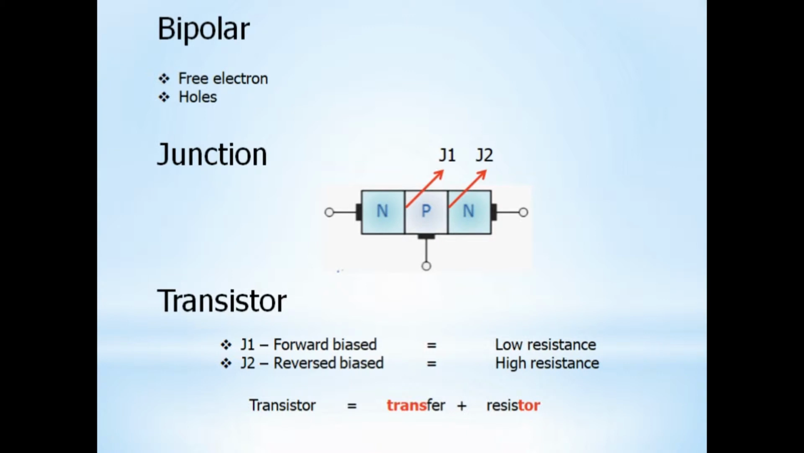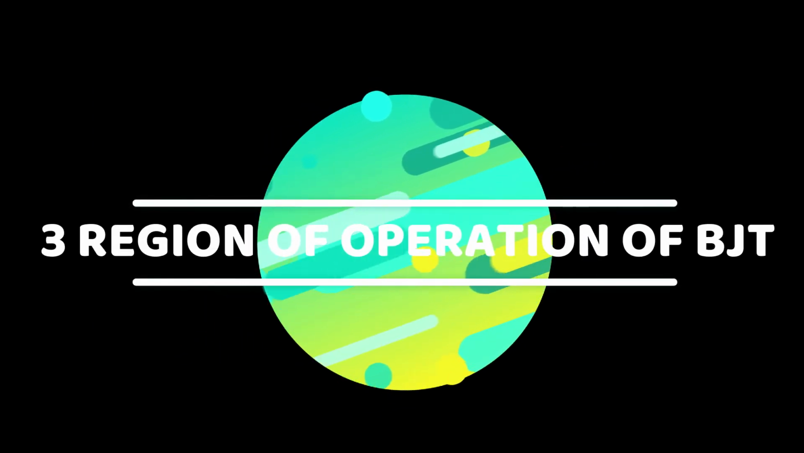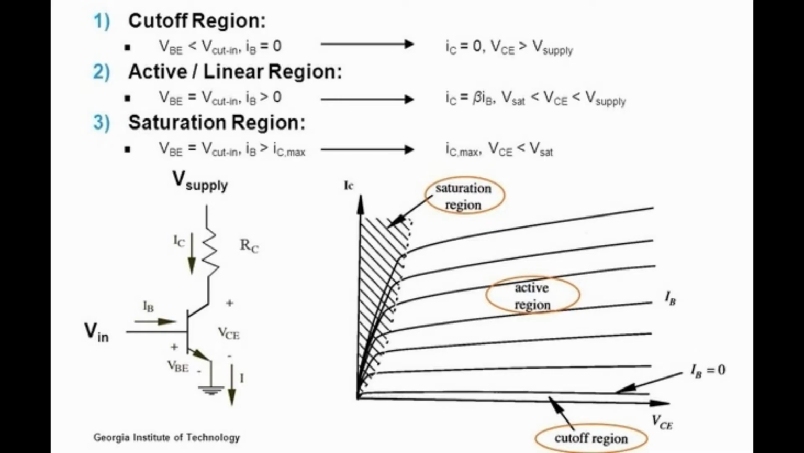When J1 is forward biased, the resistance will be low. When J2 is reverse biased, the resistance will be high. BJT operation modes. The transistor can be operated in three modes. First, cutoff mode, second, saturation mode, and third, active mode.